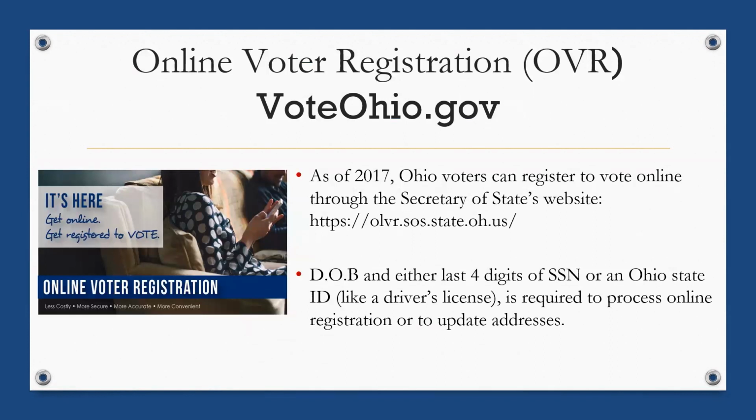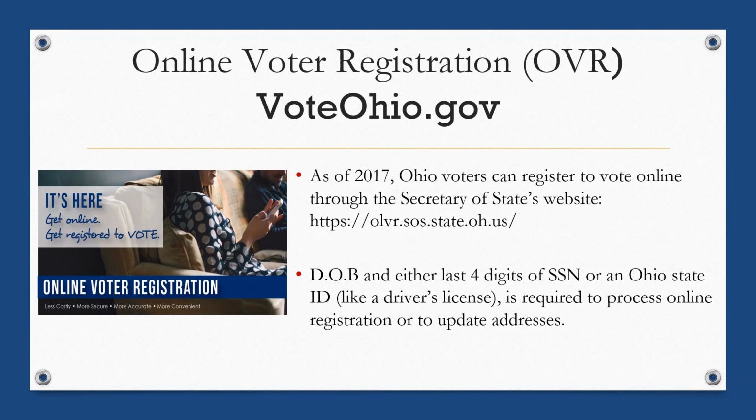Okay, so what we talked about is hard copy registering. In Ohio, you can also register online at voteohio.gov. It's going to ask you the same questions that we just went over on this form, and it takes your date of birth and the last four digits of your social in order to register online. One caveat about this is that if a voter does not have a previous profile online with the state of Ohio, you'll have to register them with a hard copy form.